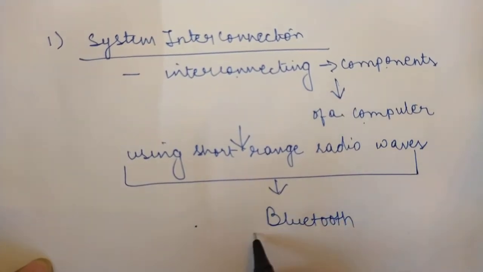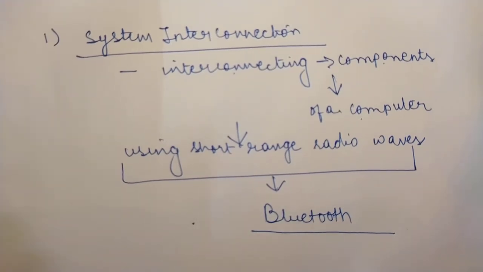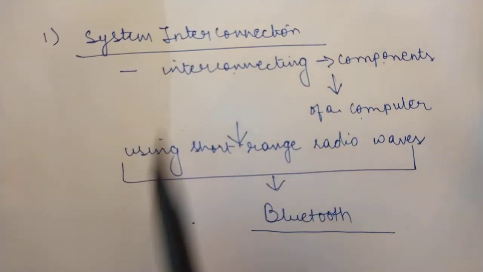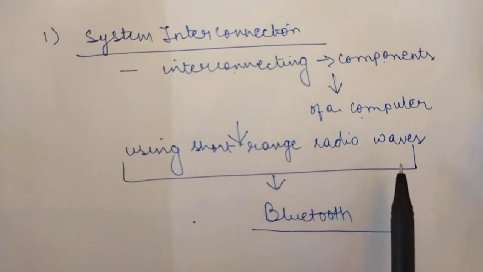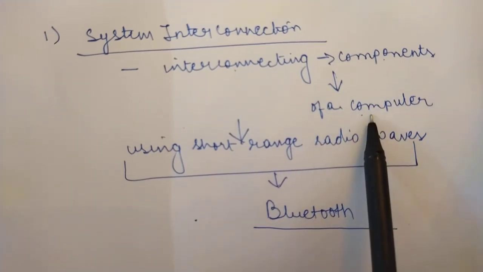Now, Bluetooth is a very common term these days, which you all must have heard and you all know. Nowadays, we all are using Bluetooth speakers. We have Bluetooth systems in our cars. So we are very aware of what Bluetooth is. Even we exchange data through mobiles using Bluetooth. So Bluetooth is a very common term, and we all are not just aware of it, but we also use it on our day-to-day basis. So this is what the system interconnection is. It basically uses your short-range radio waves, which are known as Bluetooth, to connect the components of a computer.